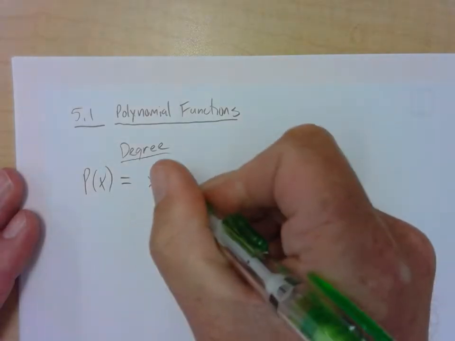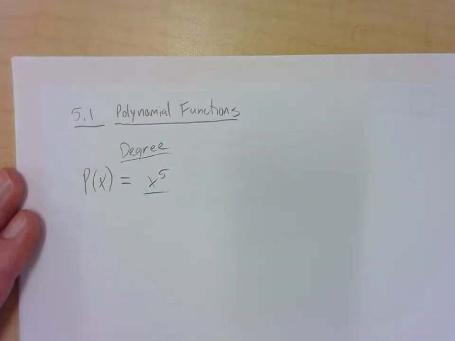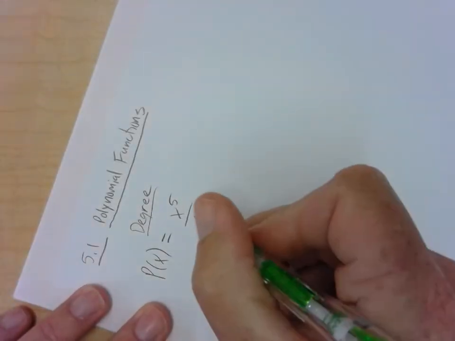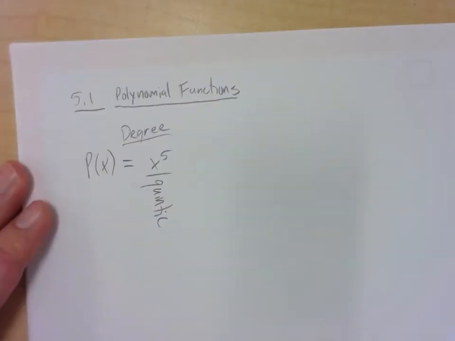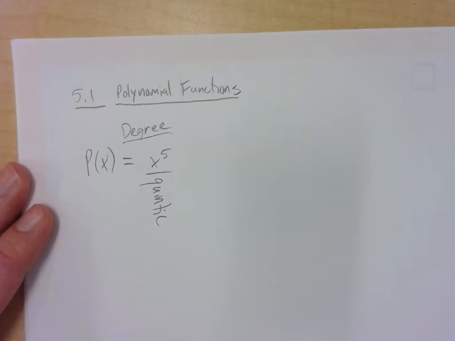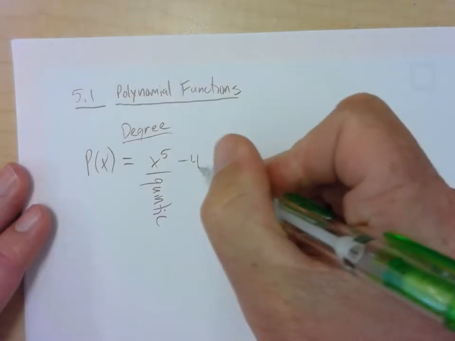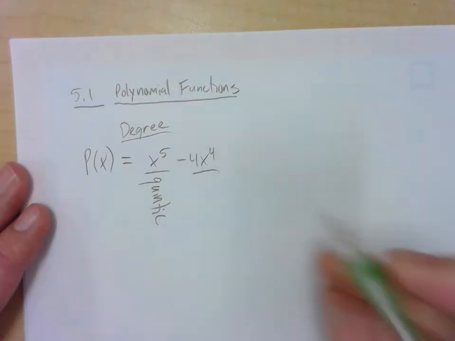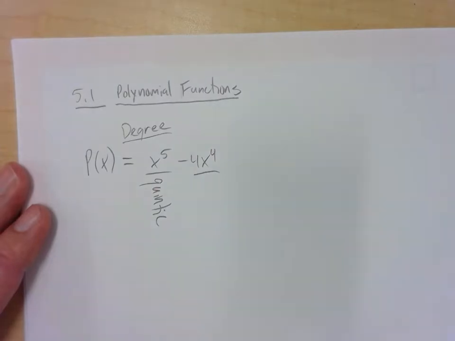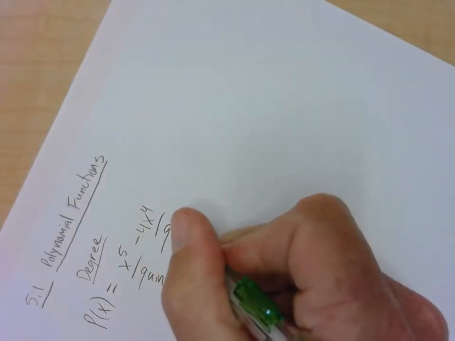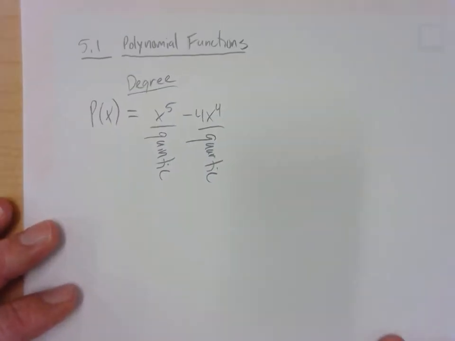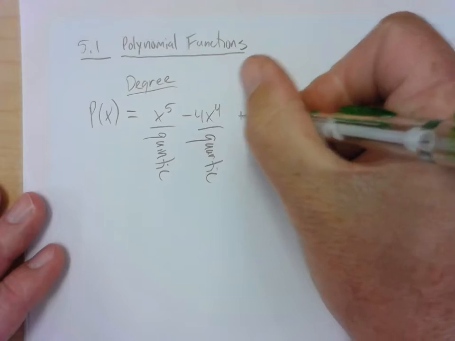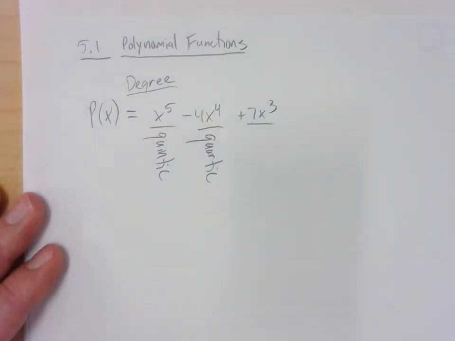So if it's x to the fifth, we call this term the quintic term. So like quintuplets. So if it's x to the fifth, we say it's a quintic. Now I'm just making up numbers, so it could be anything here. Minus 4x to the fourth. So the fourth power, like 4 quarters and a dollar, this is the quartic term. So we got the quintic term, the quartic term, plus 7x cubed. So the next one would be, I just said cubed, so that's the cubic term.